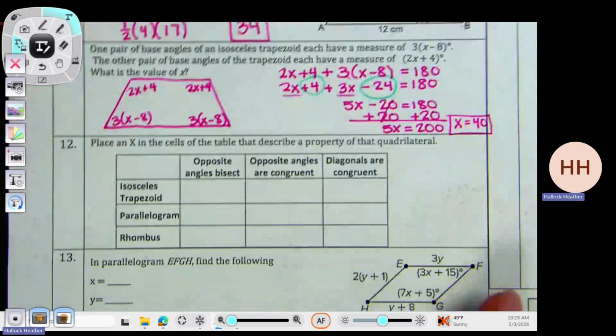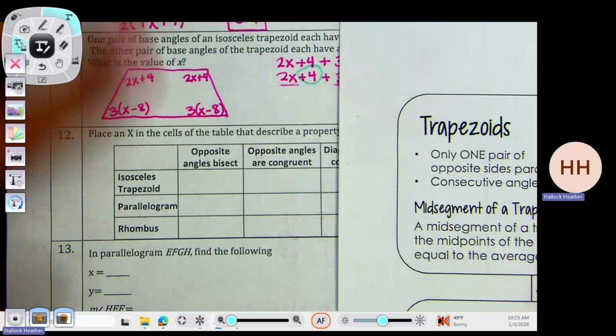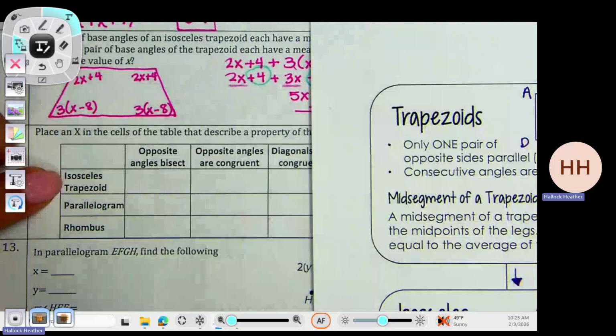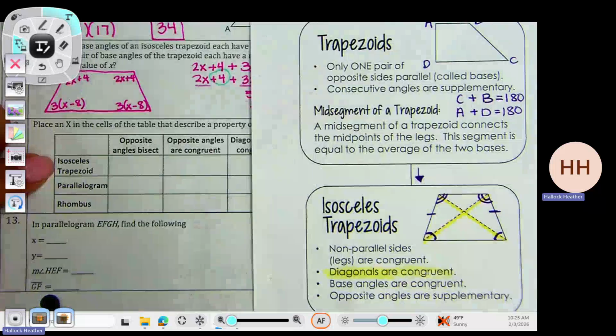The next one is a repeat problem. So this is where I'm just making extra problems for you to practice with. We're going to go back to our thing. We're talking about isosceles trapezoids. So here's our two trapezoids.